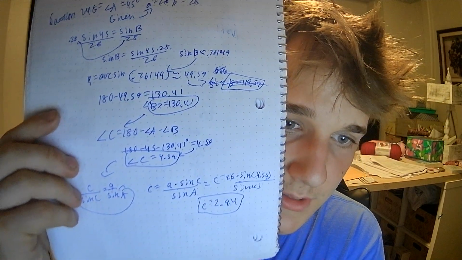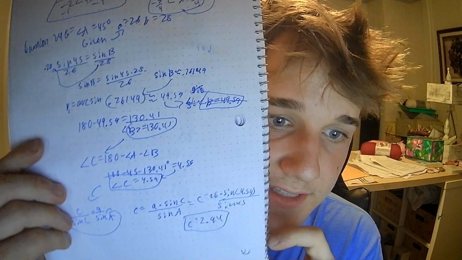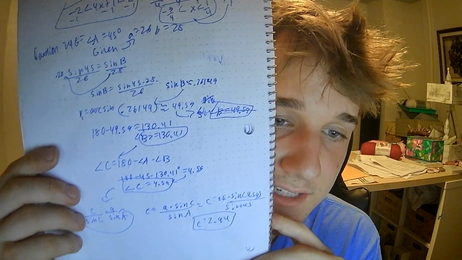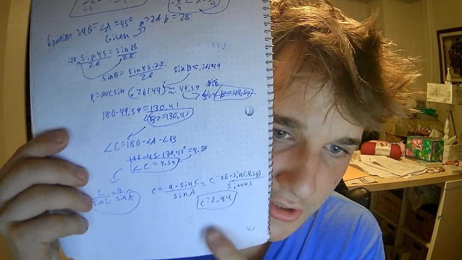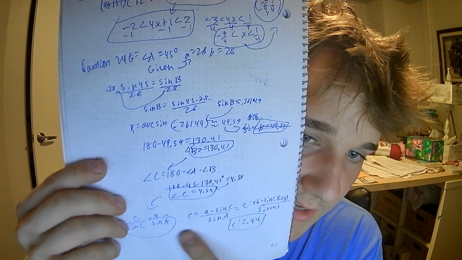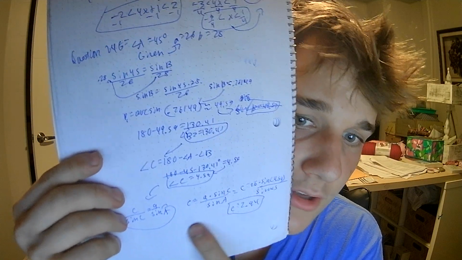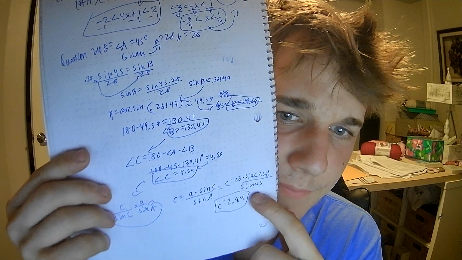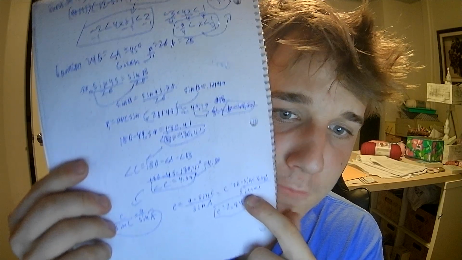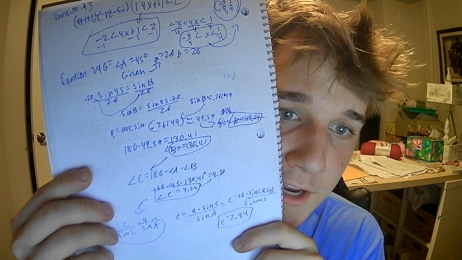And then we do another equation with C over sine C and A over sine A. So we get this right here. So then we multiply our A times sine C over sine A. So we get 26 times sine 4.5 over sine 45, and we end up getting 2.94.